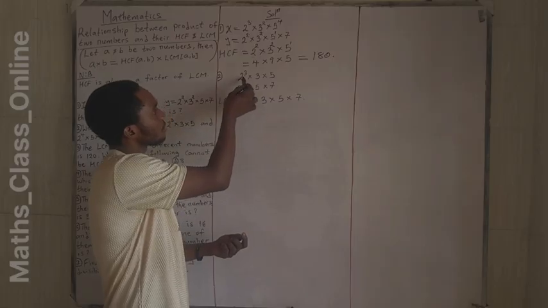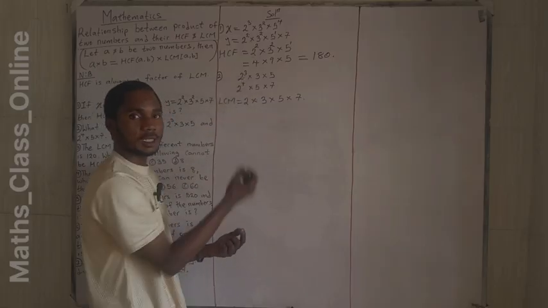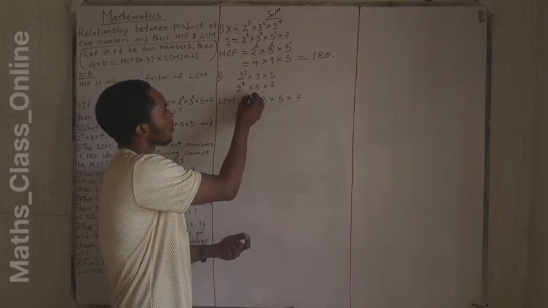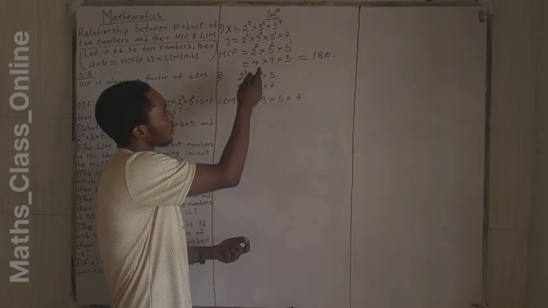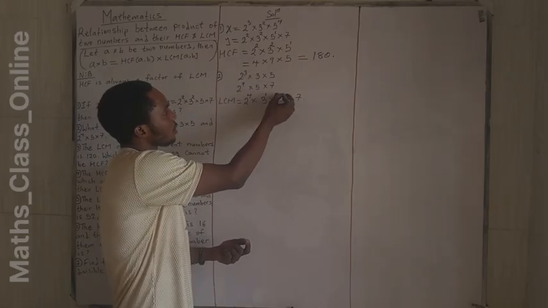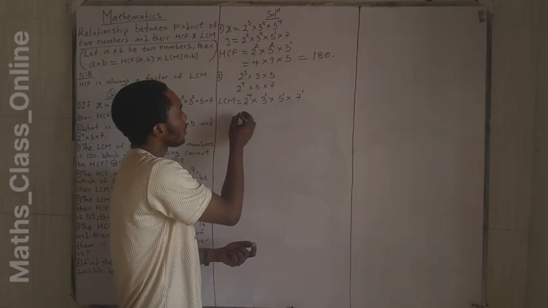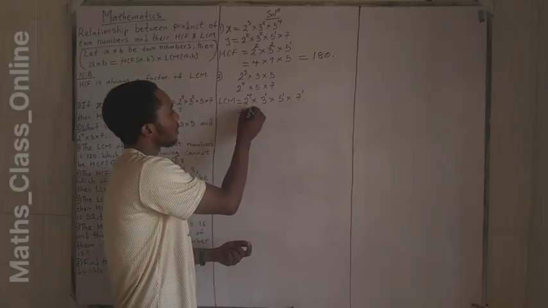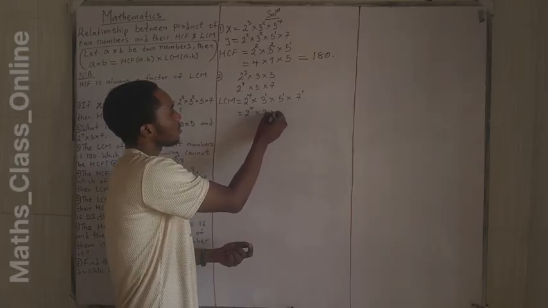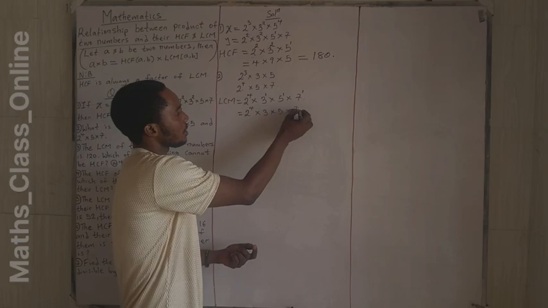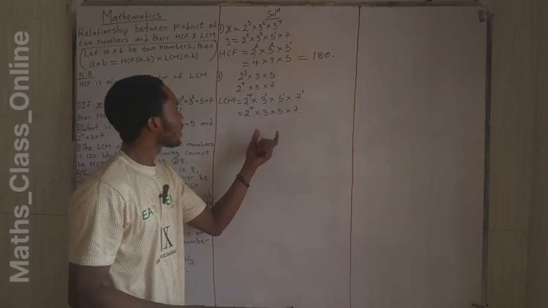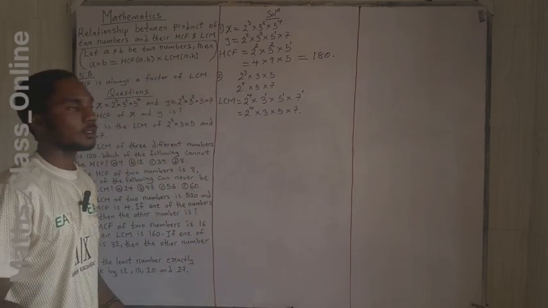After this, what is the highest power of 2? We have the power of 2 to be 3 here, the power of 2 to be 4 here. The highest power is what? 4. And we have the power of 3 to be 1, the power of 5 to be 1, and the power of 7 to be 1. This is equal to 2 raised to the power of 4 multiplied by 3 multiplied by 5 multiplied by 7. This is the LCM of these two numbers.